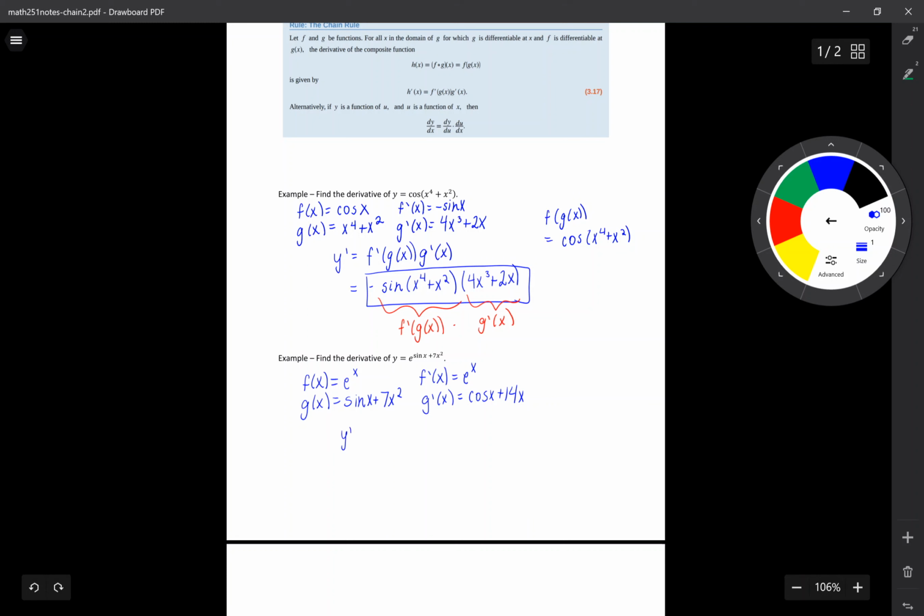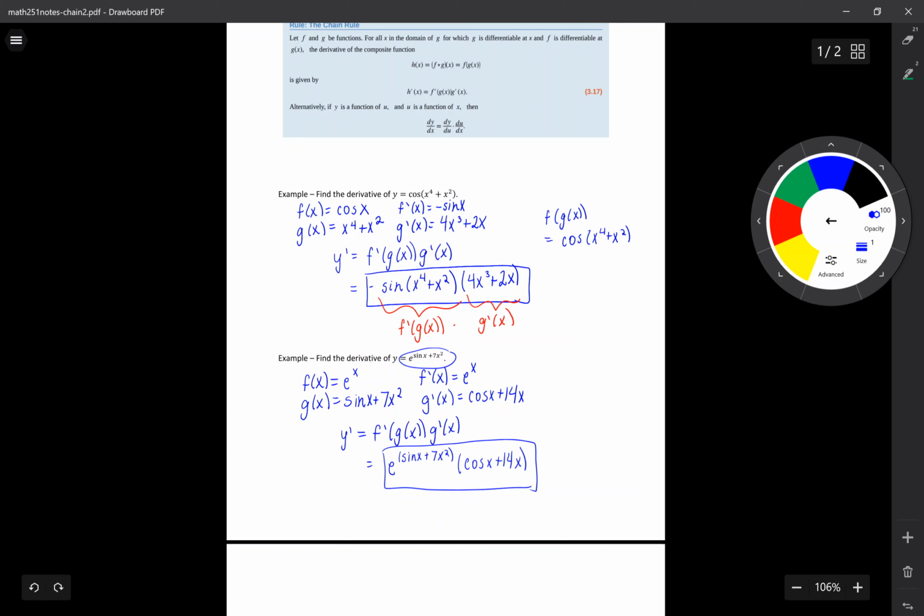And now we can plug into the chain rule again. So y prime equals f prime of g of x times g prime of x. So f prime is e to the power of x, but since I'm taking f prime of g of x, I replace this x with the function g, which is sine x plus 7x squared, times g prime, which is cosine x plus 14x. So this is really similar to our original function.